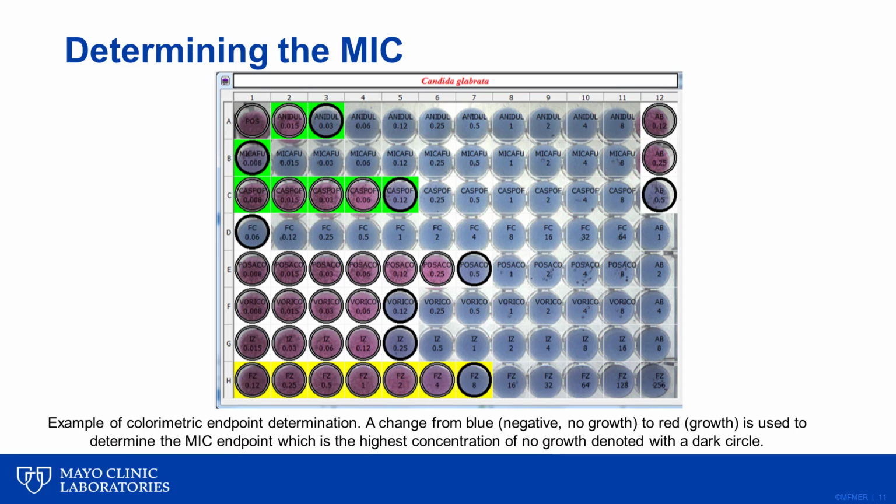The well in position A1 in the upper left corner is the positive growth control well, and that well is pinkish purple in color, indicating sufficient growth of the control organism, so the plate is ready to be read.